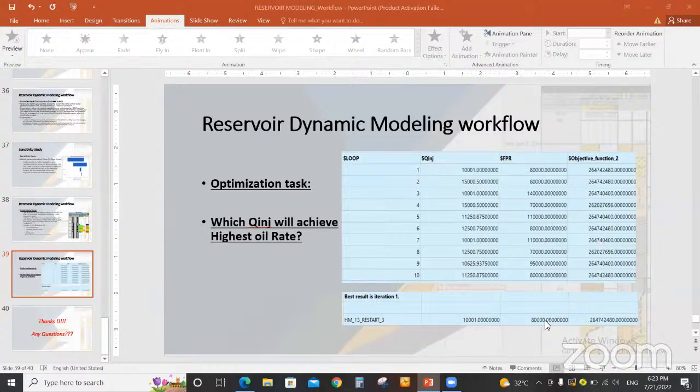So if the starting rate for the production is about 80,000, and that is the water injection rate, it will lead to the highest cumulative oil production. So we are optimizing the water injection and the production rate to achieve the highest cumulative oil production, not the highest oil rate as I typed here. I think it's clear now.